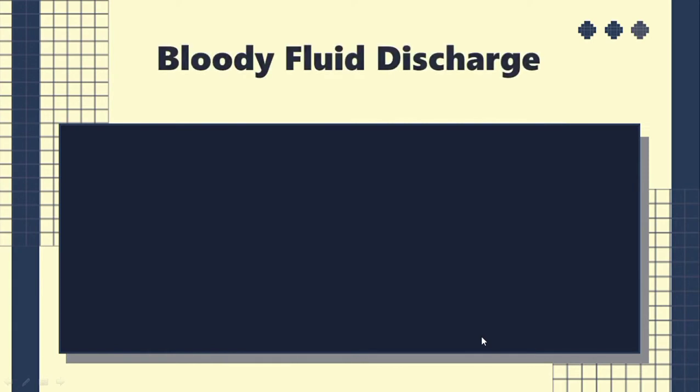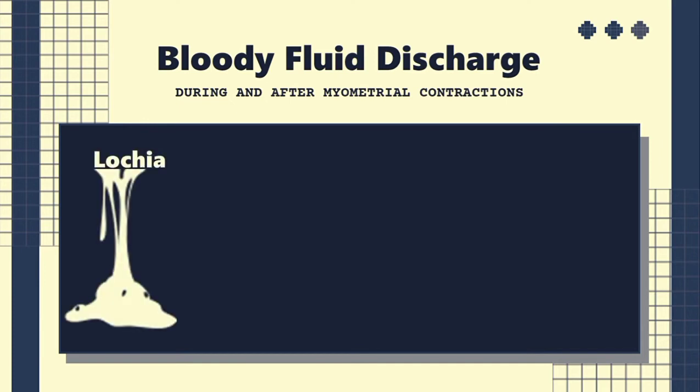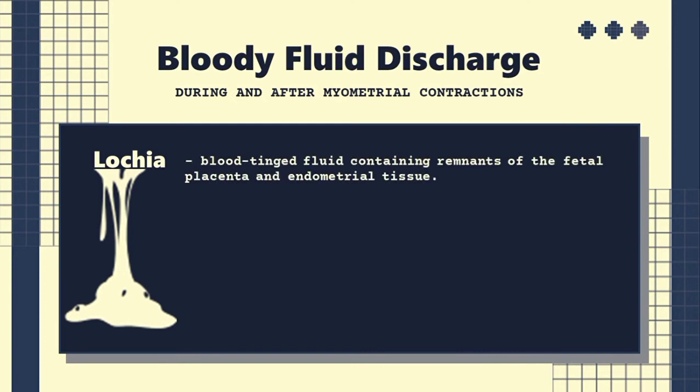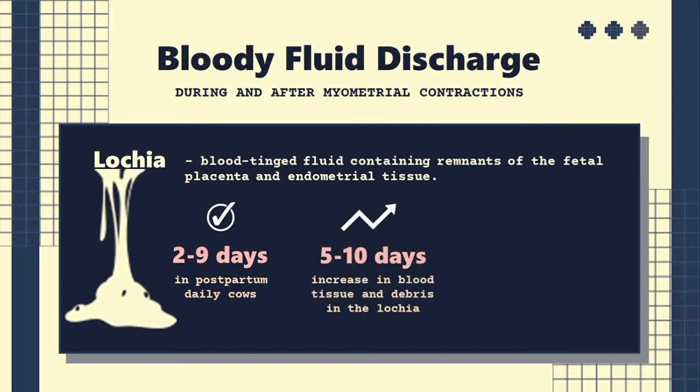So shortly after parturition, the body fluid is discharged from the reproductive tract. This event occurs during and after the myometrial contractions. The discharge expelled from the vulva is known as the lochia, which is typically a blood-tinged fluid containing remnants of the fetal placenta and the endometrial tissue. Lochial discharge occurs between 2 and 9 days in postpartum dairy cows, and an increase in blood and tissue debris in the lochia is normal and occurs between 5 to 10 days. This increase is due to the sloughing of caruncular surfaces that leaves the vascular stubs that leak blood.